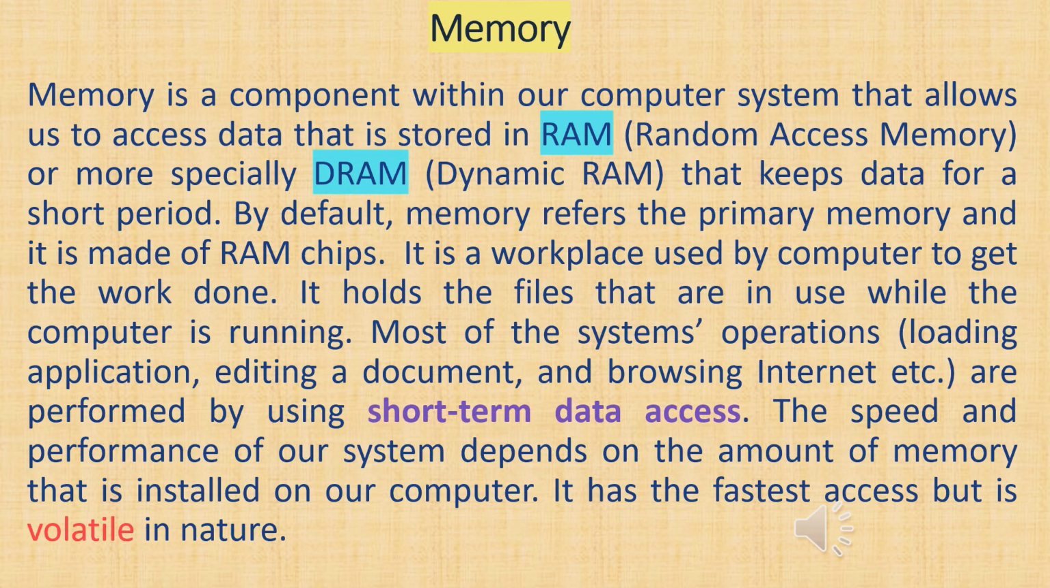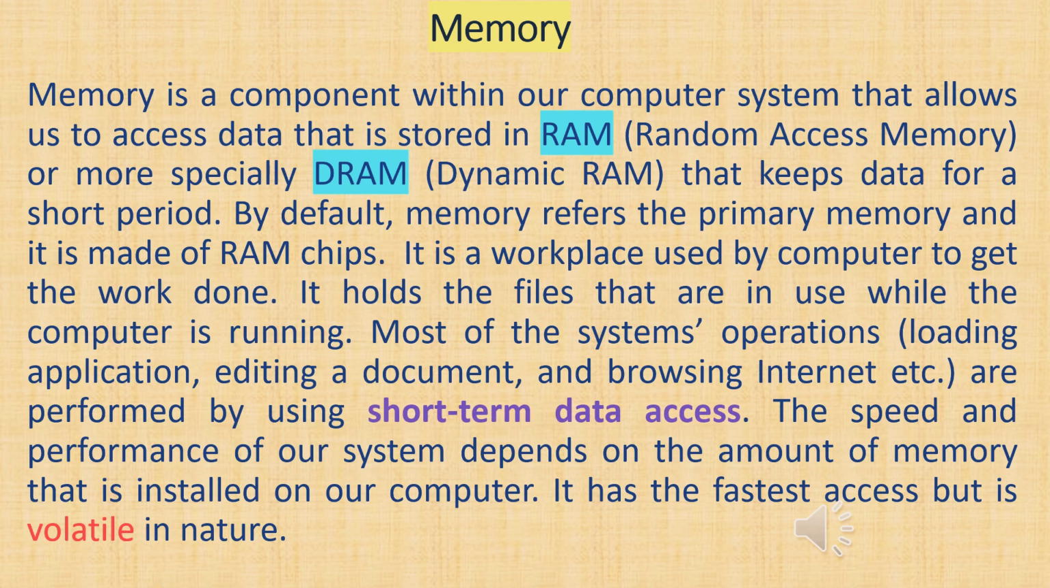With this expectation that you have gone through the functioning of memory and storage, now I am explaining the term memory. Memory is a component within our computer system that allows us to access data that is stored in RAM, that is random access memory, or more specifically DRAM, that is dynamic random access memory, that keeps data for a short period. The fundamental difference between RAM and dynamic RAM is that in the case of dynamic RAM, the contents are refreshed even though there is a power supply.